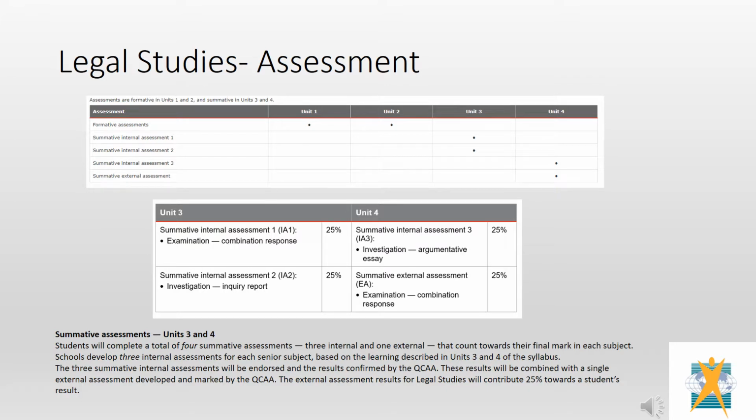As with all humanities subjects, you will complete 2 to 4 formative assessments over Units 1 and 2, and 3 internal and 1 external summative assessments over Units 3 and 4. Your assessments will include combination response exams, inquiry reports and investigative argumentative essays.